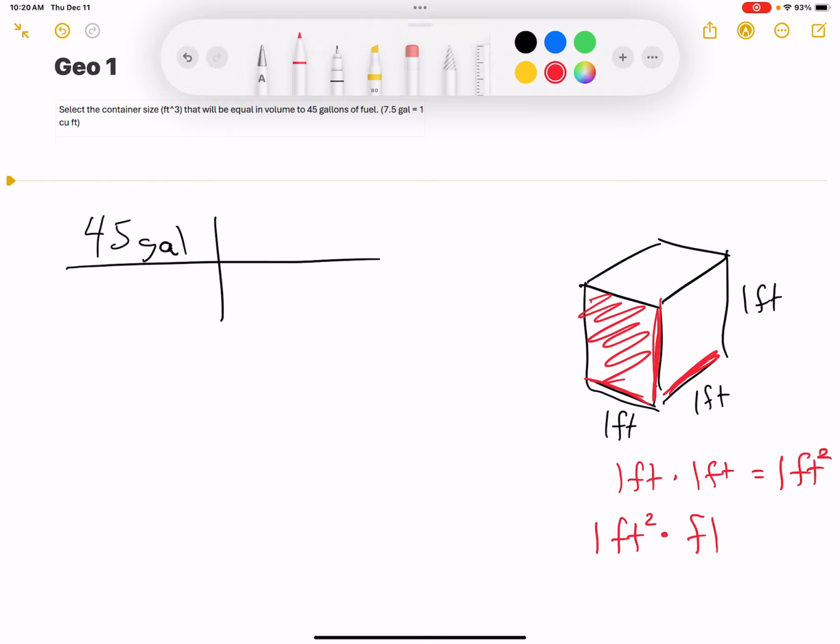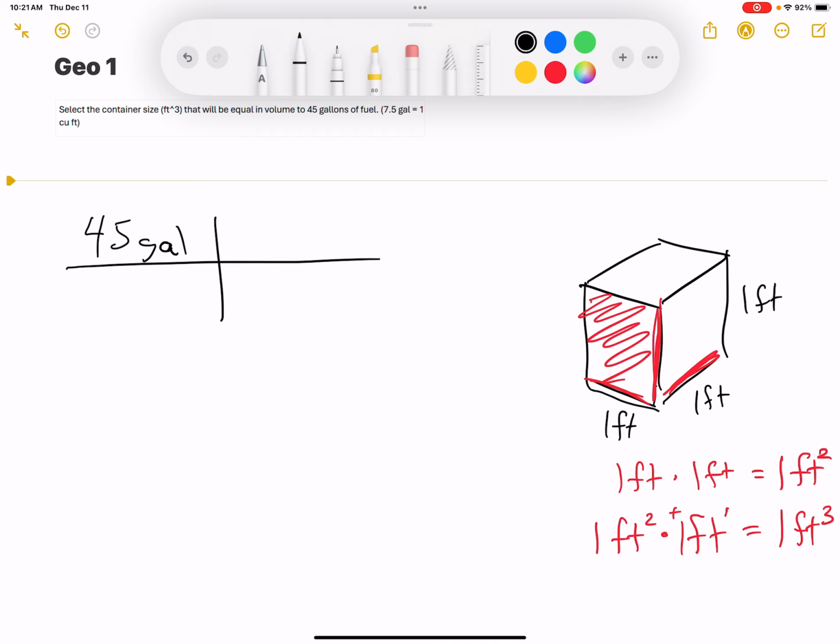So it would be 1 foot. So we'd have 1 times 1 is 1. Feet squared times feet. When we have exponents, we just add exponents. There's an understood 1 up here. So it would be 2 plus 1 is 3. So we'd have feet cubed. So that is how we get feet cubed from a square.